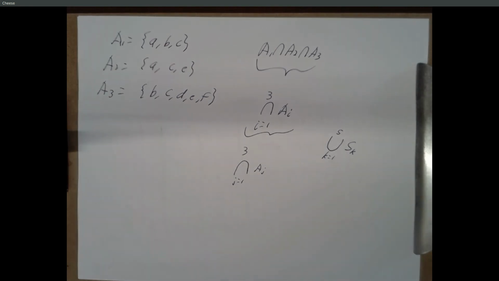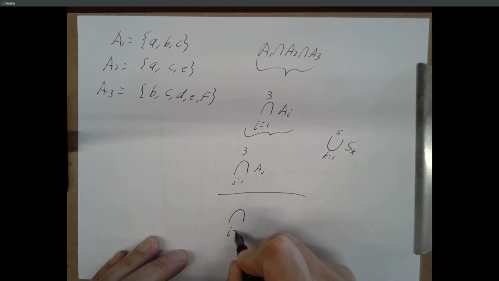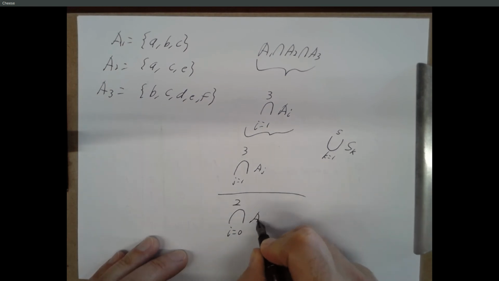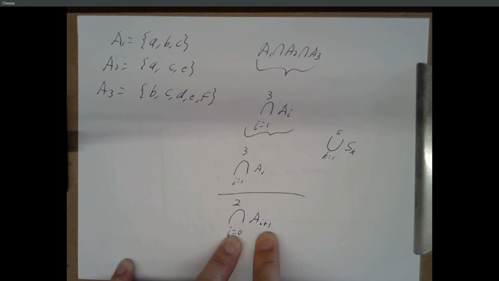All right, so we can change variables, and sometimes it's useful to change variables. Let me show you another expression that would be equivalent. Same thing. Intersection from 0 to 2 of A sub i plus 1. i equals 0, this is A1. i equals 1, this is A2. i equals 2, this is A3. And we do this in programming too. We go from 0 to 9, we go from 1 to 10, we go from 100 to 109, as long as you do the right thing inside the loop.